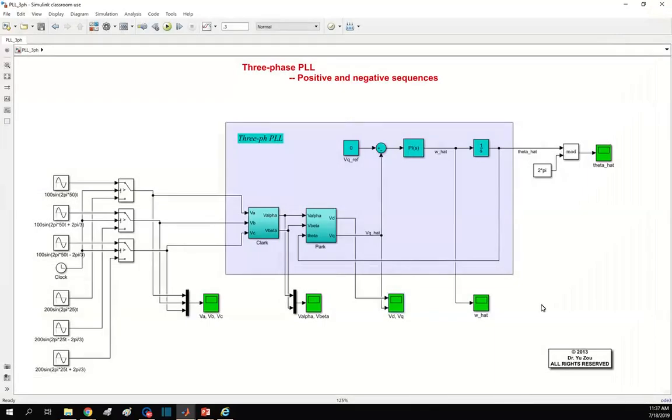So these are the results for the three-phase PLL and the simulation, trying to help you understand the concepts better.